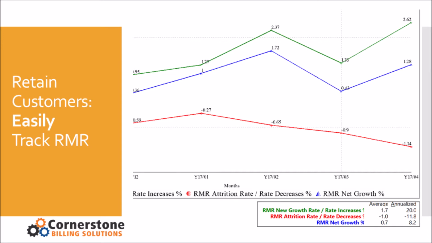With recurring revenue, kind of the name of the game in security services, you need to have an easy way to track your RMR, and QuickBooks just simply can't do this for you. Tracking RMR is really a feature of a specialized software package. So in this graph, it shows the top line, green, which is your growth rate. The bottom line, the red line, is attrition over the past, I think this is a 6-month chart. And then the blue line is the net of those two things.